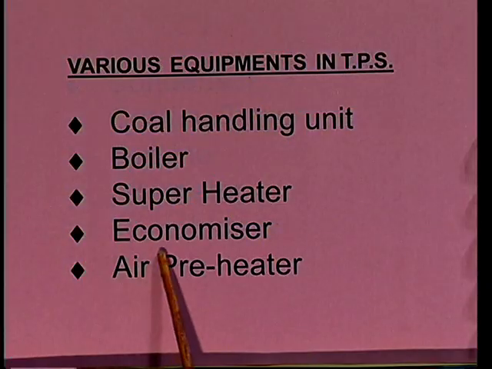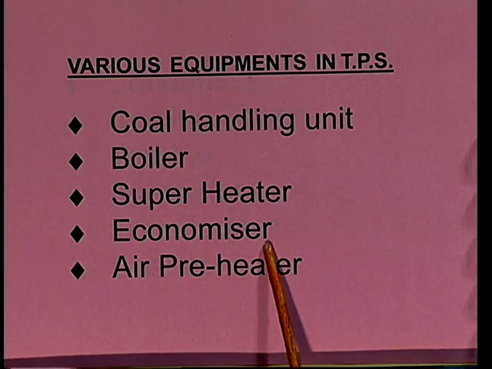Then economizer. The purpose of the economizer is that when the water is coming from the condenser, it will be passed to the economizer, where the economizer will convert this cold water into hot water by taking some of the temperature from the flue gases. This hot water is fed to the boiler, so that the boiler efficiency increases. So, the purpose of the economizer is to convert the cold water into hot water or to reheat the water, which is again fed back to the boiler.